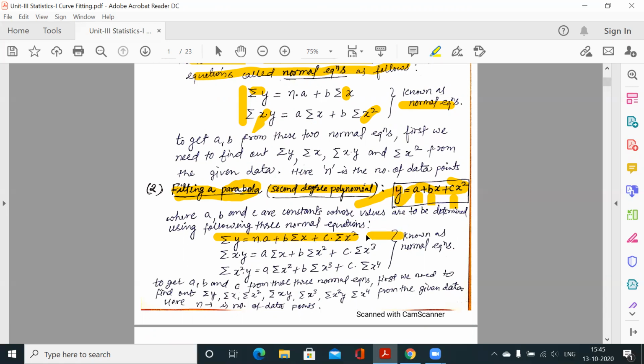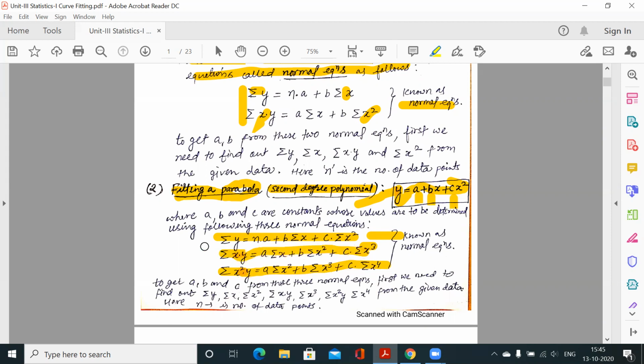Then you have to operate summation x on this equation. So summation xy, a summation x, b summation x square, because we are applying summation x. x is already there, so summation x into x is summation x square, and summation x into x square is summation x cube. Similarly, next we operate summation x square on this equation: summation x square y equals a summation x square plus b summation x cube plus c summation x4. So this is the third normal equation.